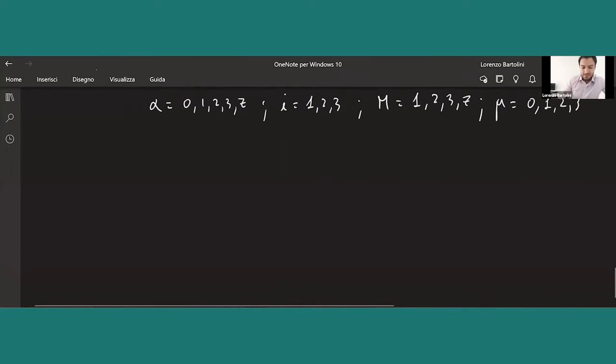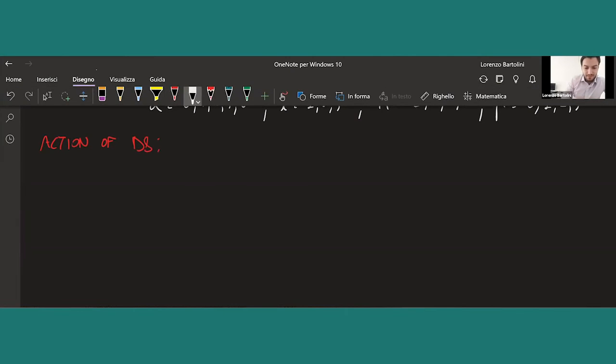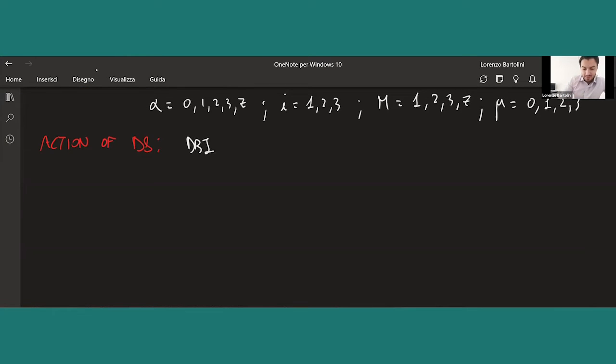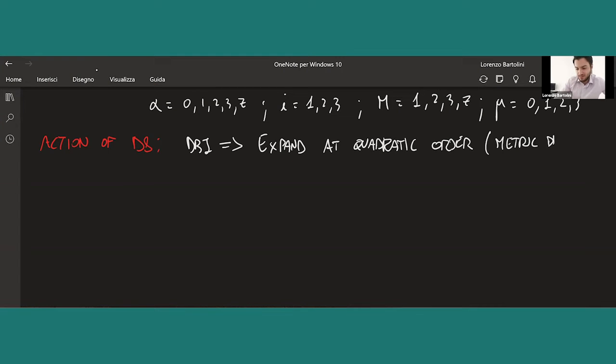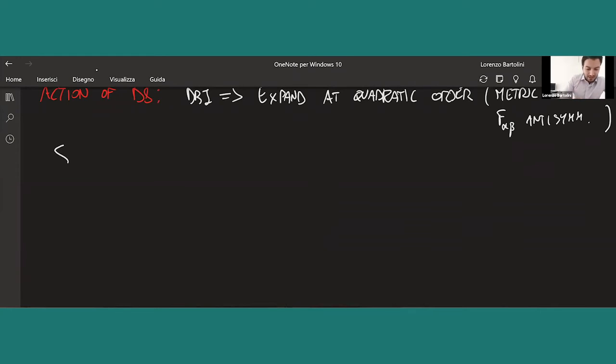Now we want to derive the effective action. Action of the D8s. Okay, DBI action, we expand the square root, take the trace and all this stuff at quadratic order. And this is a bit annoying, but if you want to do the computation yourself, you can exploit the fact that the metric is diagonal while F alpha beta, let's call it, is antisymmetric. So it's easier than it could be. And what you end up with is this nice action.